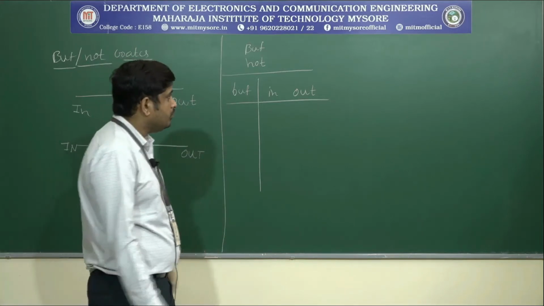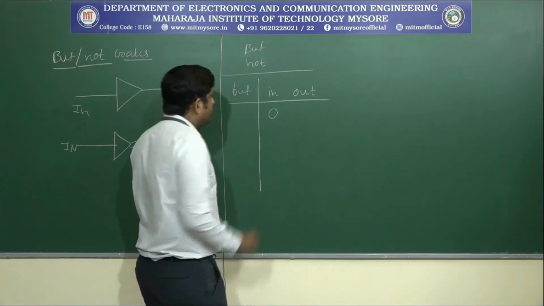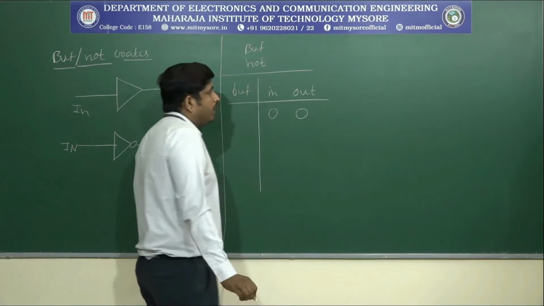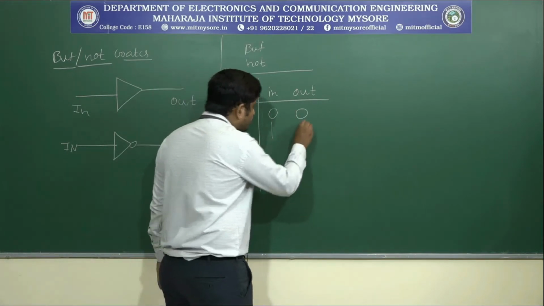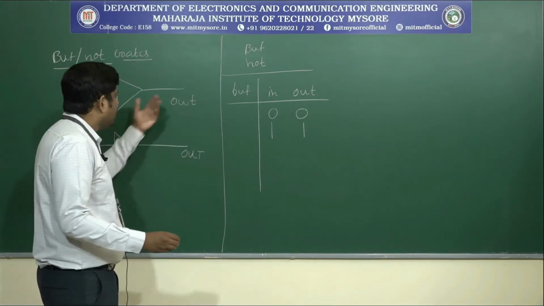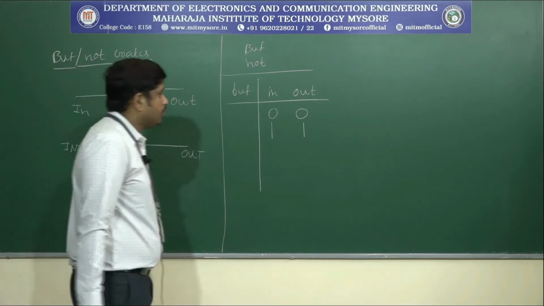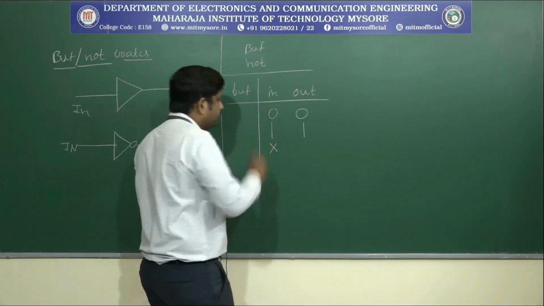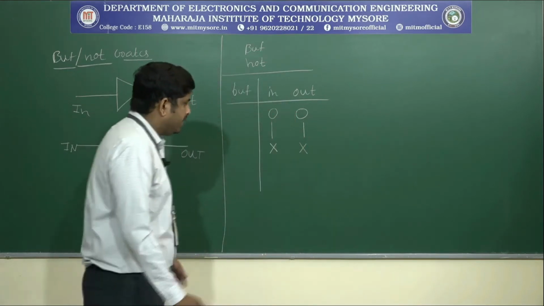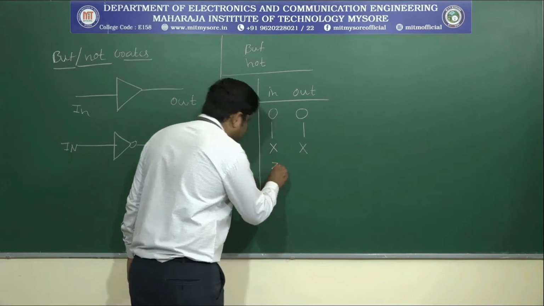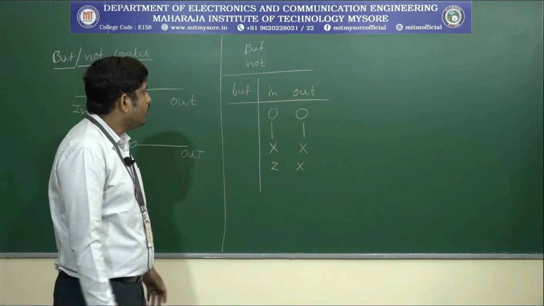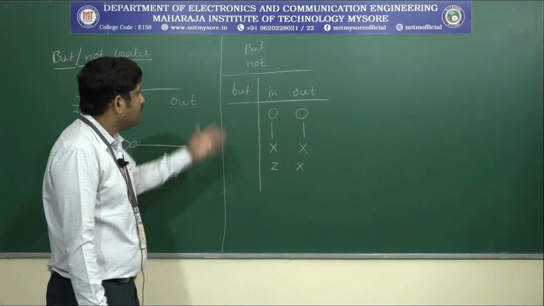So first let us assume the input is 0. When the input is 0, the output of the buffer is 0 only. When the input is 1, then the output is 1. That indicates whatever input you apply in terms of 0 and 1, the output follows the input. Next suppose it's don't care, either 0 or 1, and at that time the output is don't care only. Then suppose we apply high impedance, that is Z, and at that time it produces a don't care, that is either 0 or 1. So this is the truth table for a buffer.